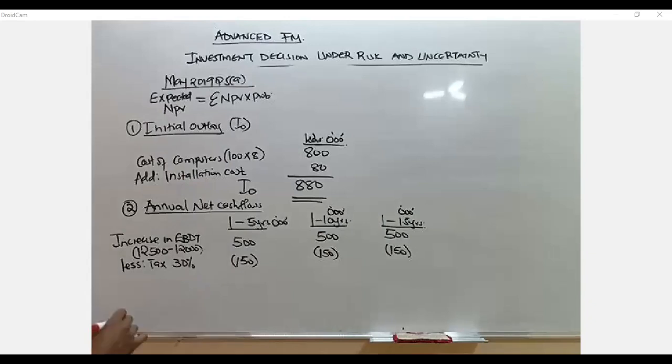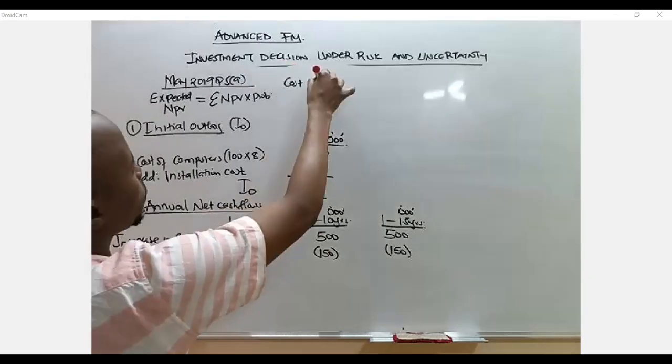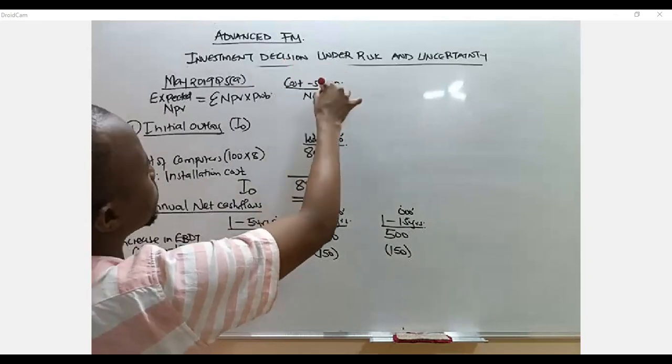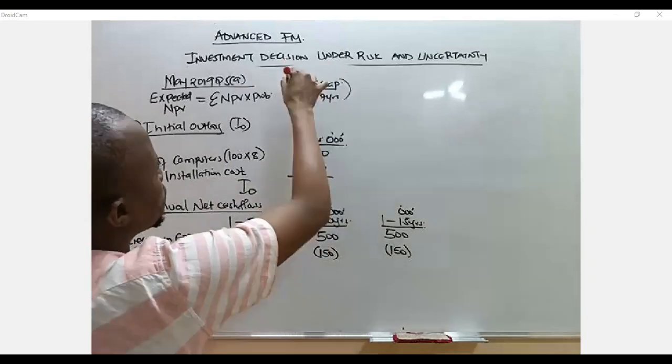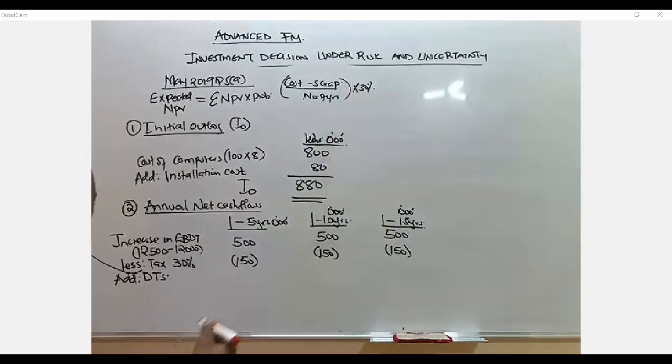Then we say the easiest way to find my annual net cash flows is to calculate, you add what? The depreciation tax shield. So how do we get this? The depreciation tax shield: take your cost, subtract your scrap value, then divide by the number of years. Then we multiply by 30%, the tax rate, which could even be 25%.